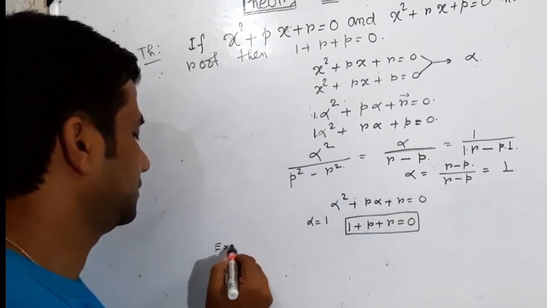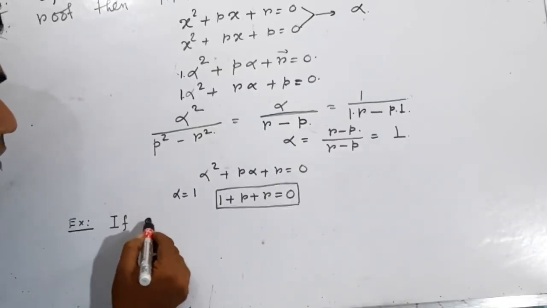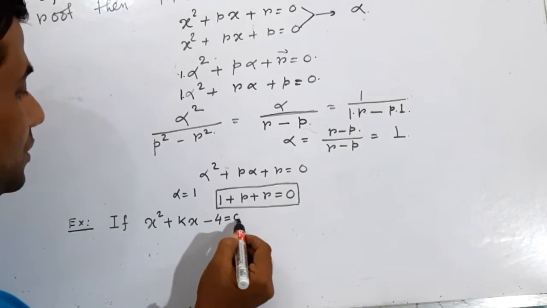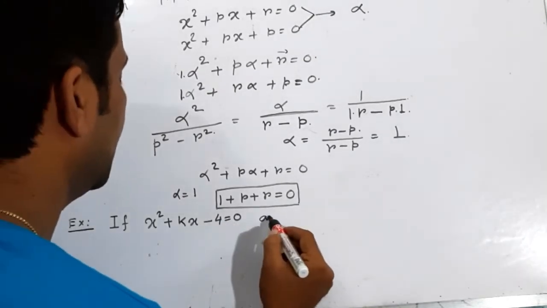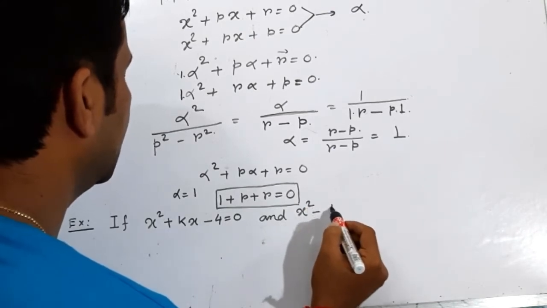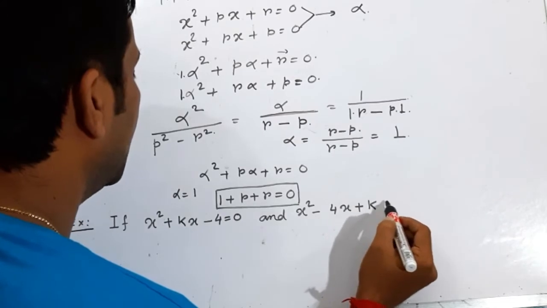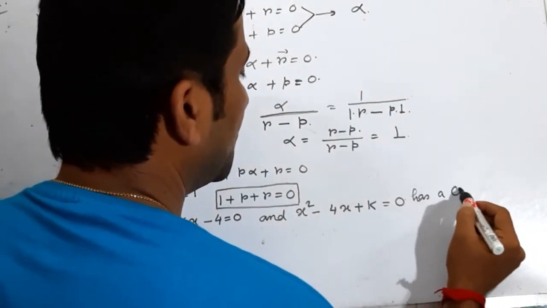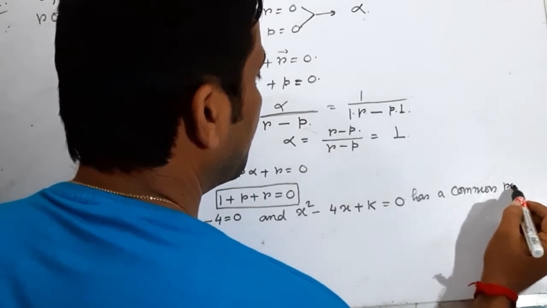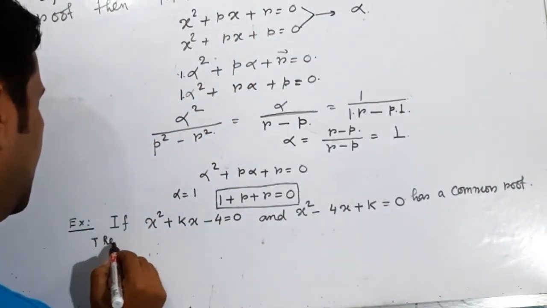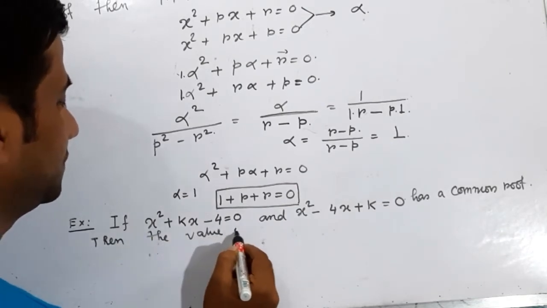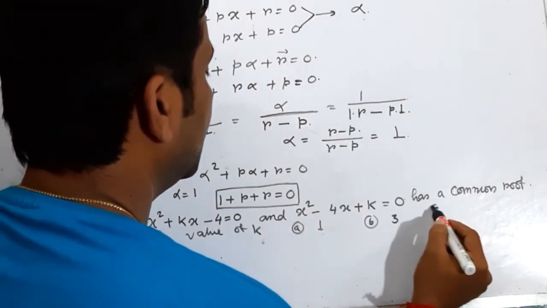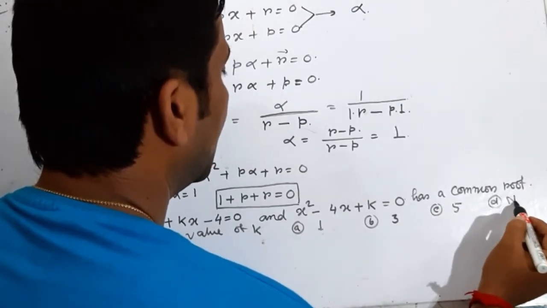Example: if x square plus kx minus 4 is equal to 0 and x square minus 4x plus k is equal to 0 has a common root, then the value of k is: a 1, b 3, c 5, d none.